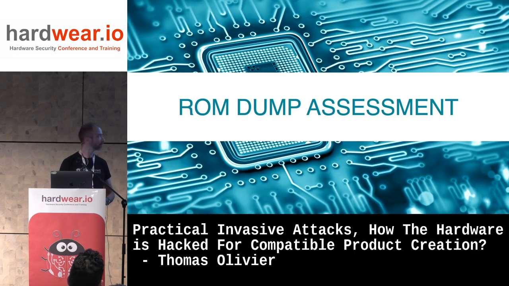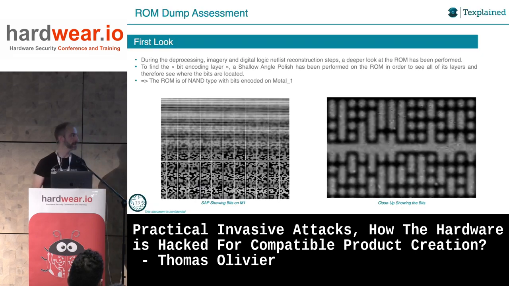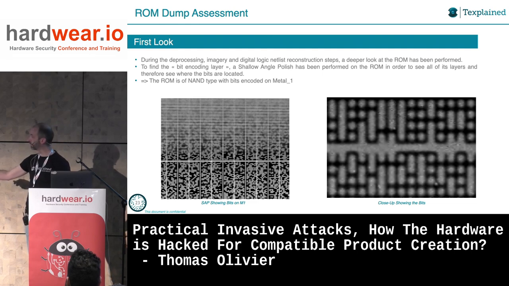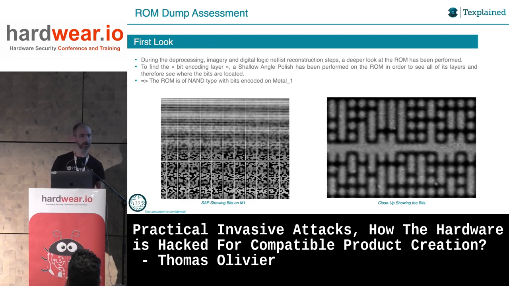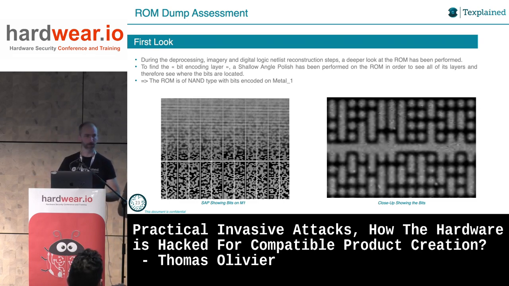So, when we were doing this, we decided to have a look at the ROM. The first thing we did was a shallow angle polish. We polished across the ROM itself with a slight angle so we can see all of the layers. At some point we can see those things with short circuits and no short circuits. That's basically your bits. The ROM is a NAND ROM. I can see some attendees of the trainings are like, yes, it's true.